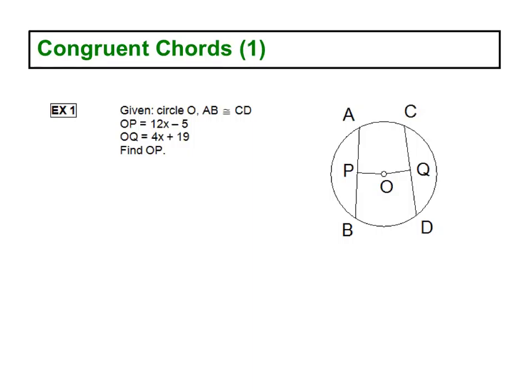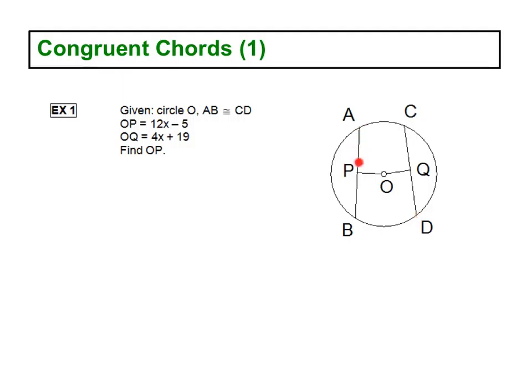All right, our first example with congruent chords, we're given some information. So given circle O, remember that means that O is the center of your circle. We know that AB is congruent to CD. So if we find AB in the picture, here's AB, that's a chord, is congruent to CD, which is another chord. So basically we have congruent chords.